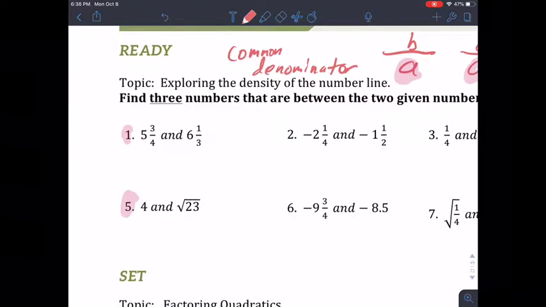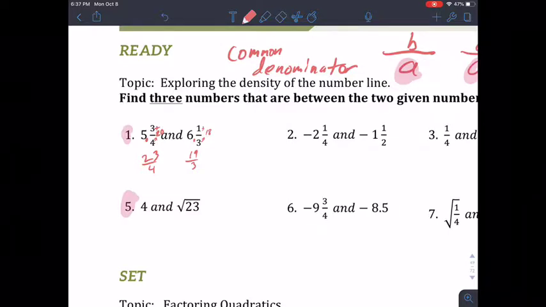So if I convert them into mixed numbers, that's going to be 5 times 4 is 20. And then if I add it, that's 23 over 4. And then this is 6 times 3 is 18. If I add that with 1 is 19 over 3. So then it's just a matter of converting those to a common factor. I would just multiply them across from each other.